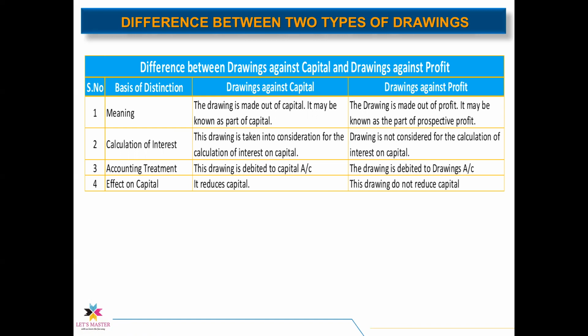Calculation of interest. This drawing is taken into consideration for calculation of interest. The drawings against profit is not considered for calculating the interest on capital. Accounting treatment. The drawings against capital is debited to the capital account, and the drawings against profit is debited to the drawings account. Effect on capital. The drawings against capital always reduces your capital, but the drawings against profit does not reduce your capital.